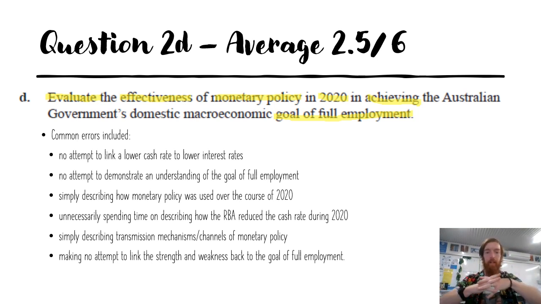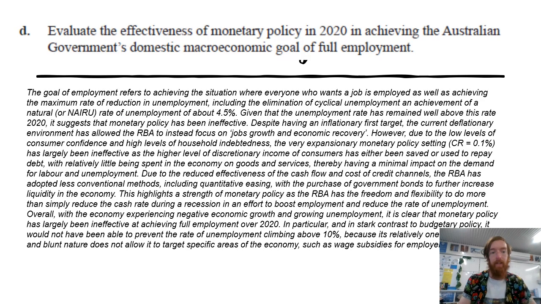how they go together. And then making no attempt to link the strength and weakness back to the goal of full employment. So you need to have a specific strength and weakness in monetary policy and then tie that back into the goal of full employment as well. So let's get into what VCA's answer was.